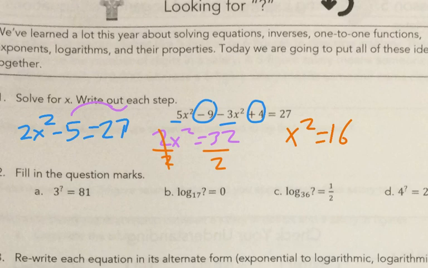Then what? Then take a square root. So what would you get? X equals plus or minus 4. I took the square root. I must account for the plus or minus possibilities. So plus or minus 4.